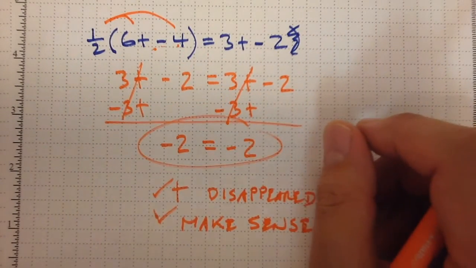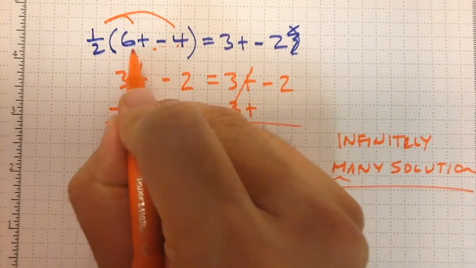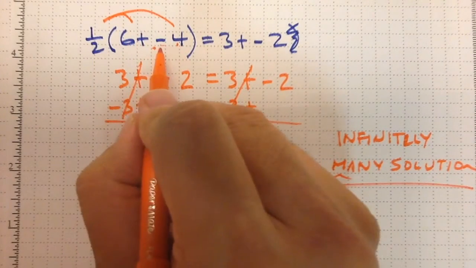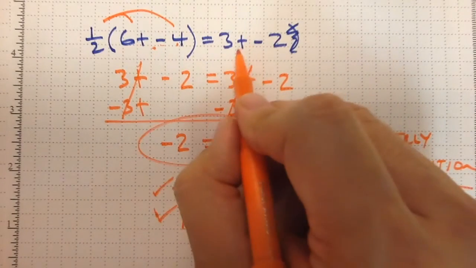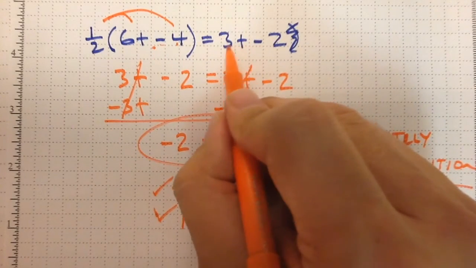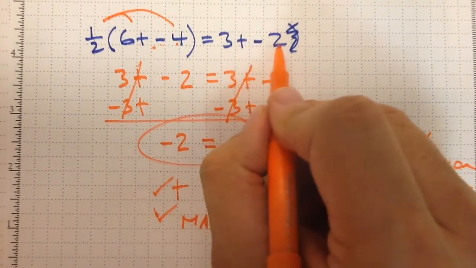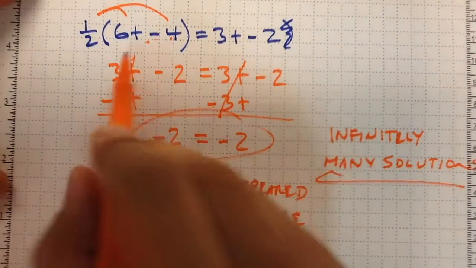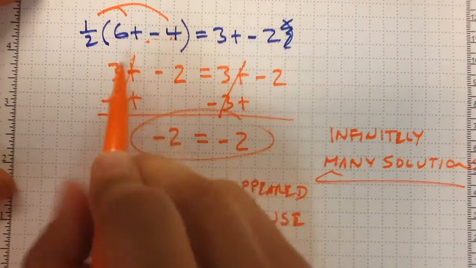But then let's say I pick a different number. Let's say I pick 2. Well, 6 times 2 is 12. 12 minus 4 is 8. Half of 8 is 4. If I do that over here, 3 times 2 is 6. 6 minus 2 is 4. 4 equals 4.